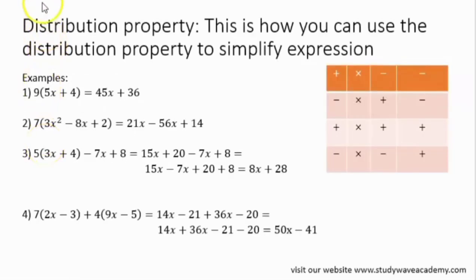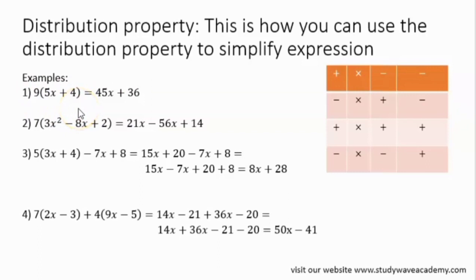Okay, so here we have the distribution property. This is how you can use the distribution property to simplify expressions. The distribution property has to simplify what is inside first, before we pick like terms. The first step is to use the number outside to multiply what is inside the bracket before picking like terms.